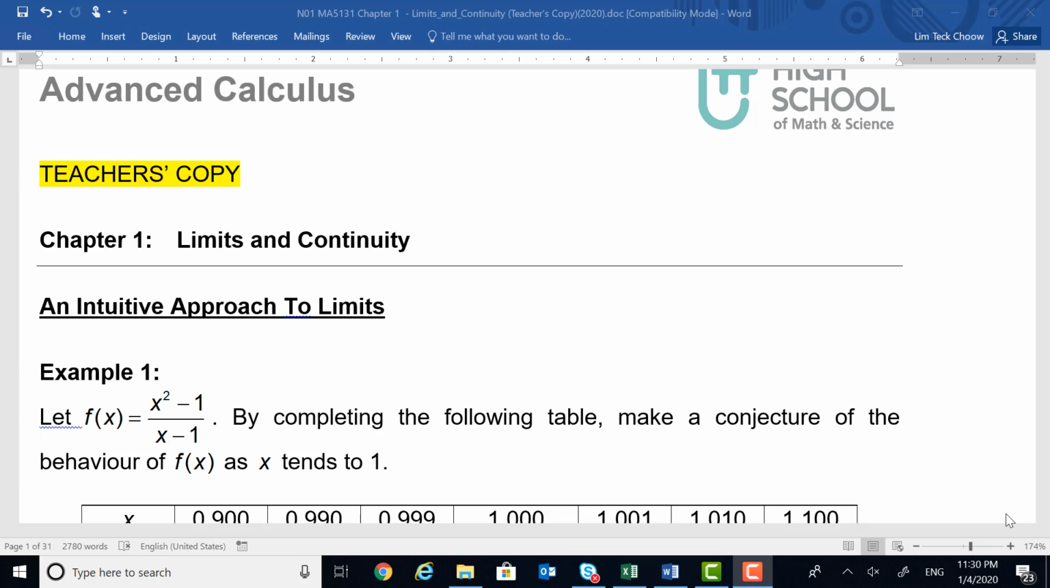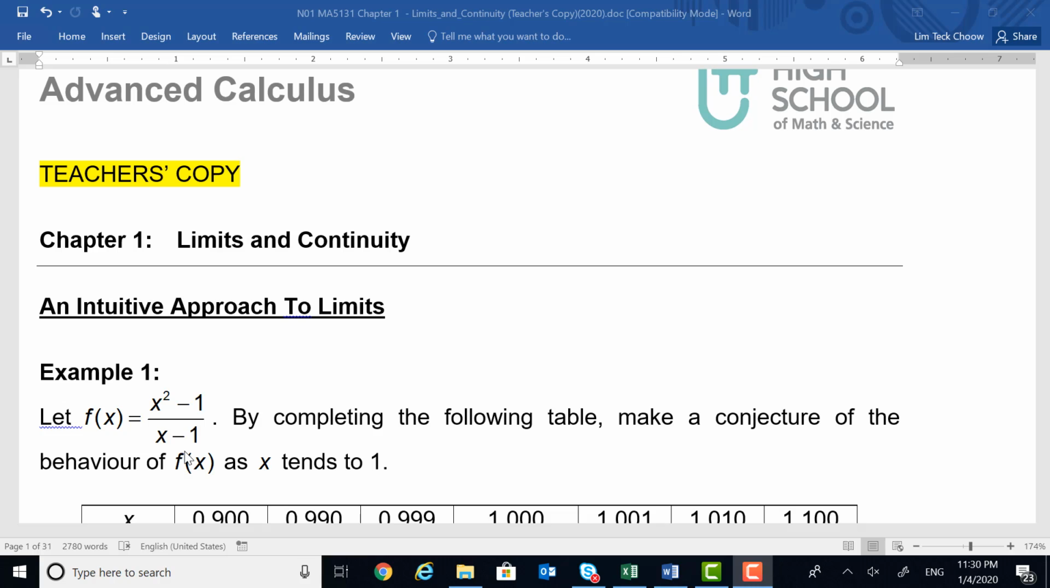In this chapter, we want to look at two concepts. Firstly, limits, and after that, continuity. We are in fact revisiting this concept called limits that we learned in previous years. To start with, let us look at the function f(x) equals (x squared minus 1) over (x minus 1).